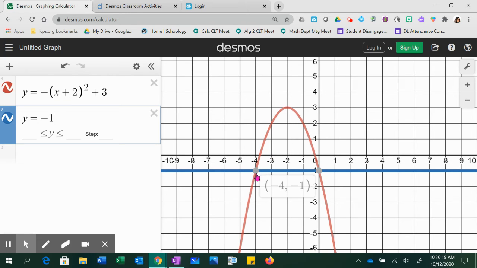Again, Desmos is going to give you gray dots that represent the intersection points. So there are the intersection points. And if we look up towards the x-axis, we can see that x equals negative 4 and x equals 0 are our two solutions. We can also see that in the points that we're given. We want the x values of the points, so x equals negative 4 and x equals 0.